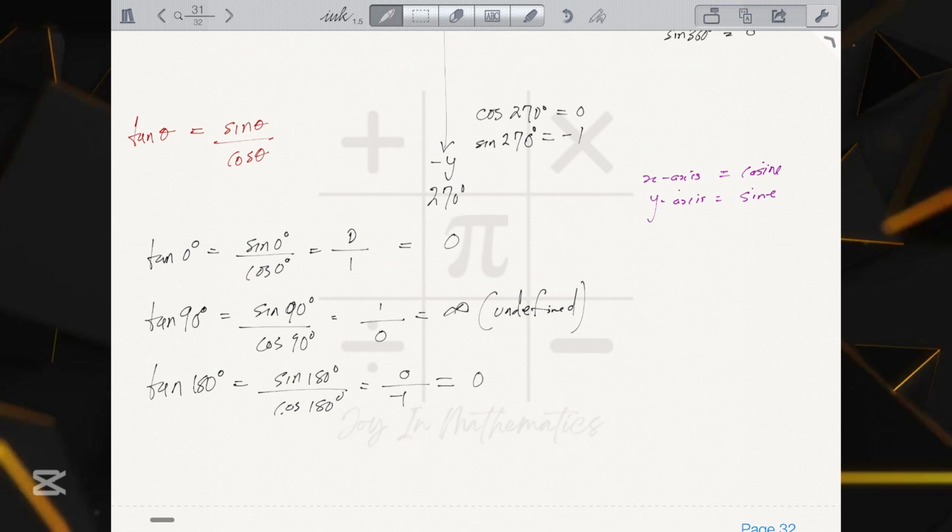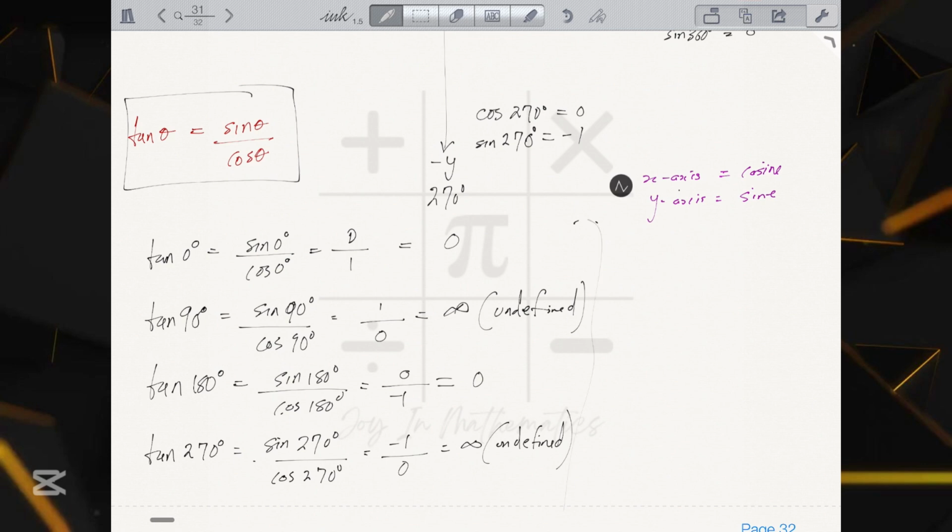Moving on, let's go to tan 270 degrees. We are using the expression that tan theta is equal to sin theta divided by cos theta. So this will be sine 270 degrees divided by cos 270 degrees. Sine 270 degrees is minus 1, cos 270 degrees is 0, and this will also give us infinity, which we will tag as undefined.